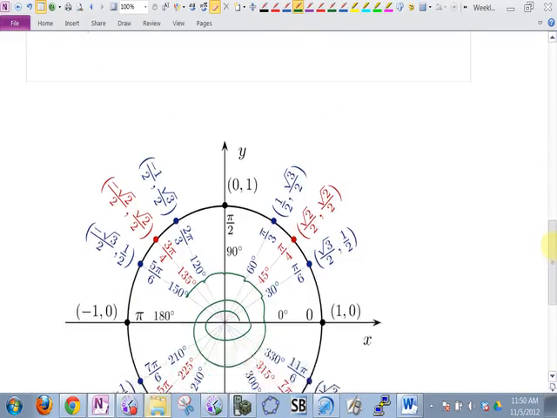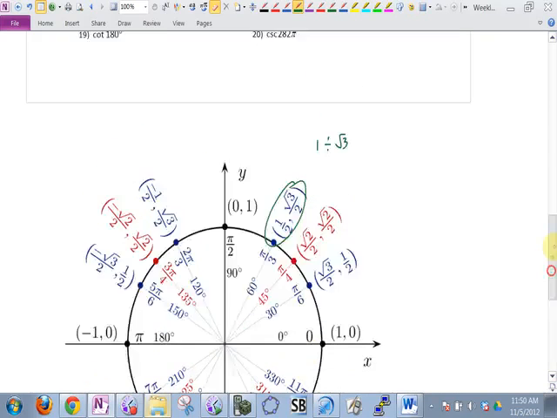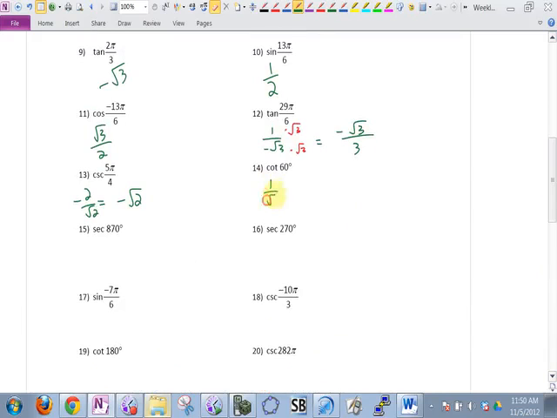The cotangent of 60 degrees, cotangent being x over y, so 1 divided by radical 3. So you're going to get 1 over radical 3, which when you rationalize the denominator, is kind of like the previous one, radical 3 over 3, but this one's positive. Agreed?